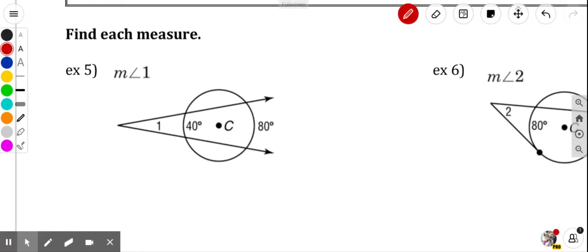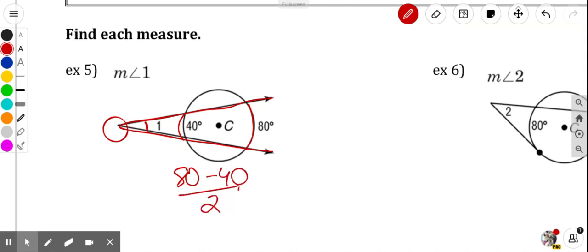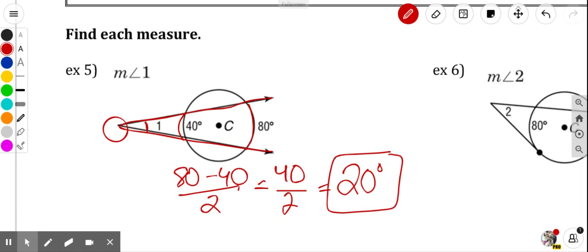Okay, so example 5, we have 2 secants intersecting outside the circle, creating angle 1. So angle 1 is going to be half the difference of these 2 arcs. So we're going to do 80 minus 40 and divide by 2, and that will give us angle 1. So that's going to be 40 divided by 2, which is 20 degrees. Pretty straightforward. Next one.